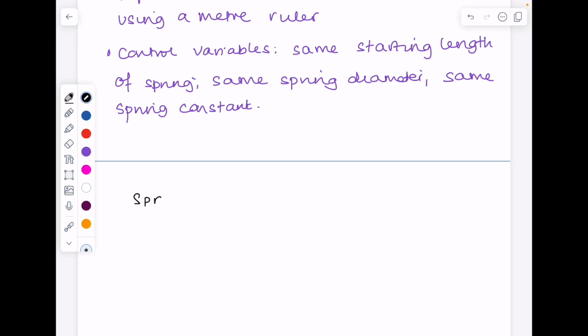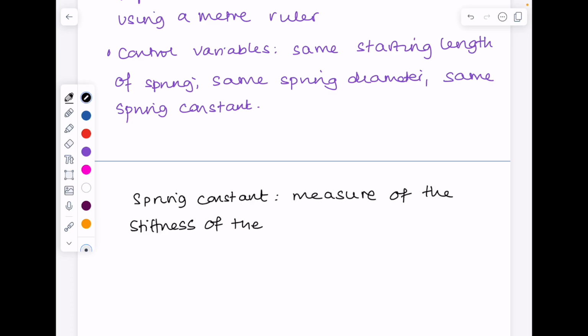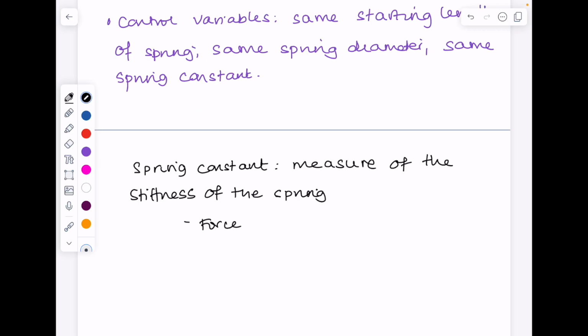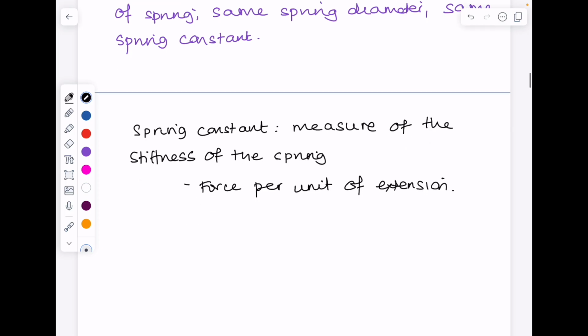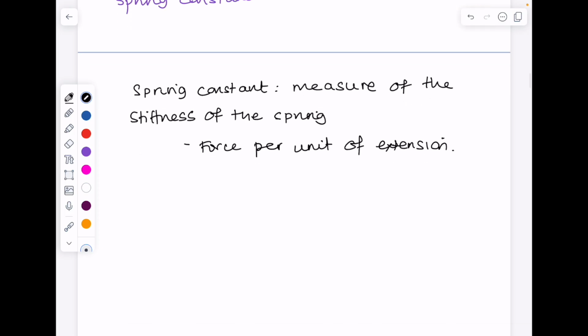Now, in terms of what spring constant actually refers to, it's a measure of the stiffness of the spring. It's the force per unit of extension, and that's up to its limit of proportionality. And in terms of how we calculate it, spring constant equals force over extension. That's what this statement here is telling us.